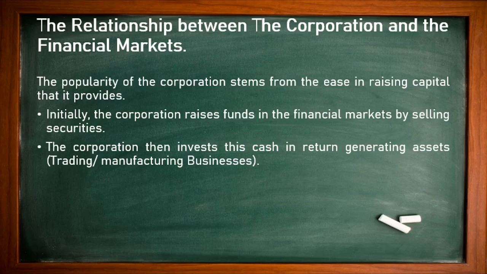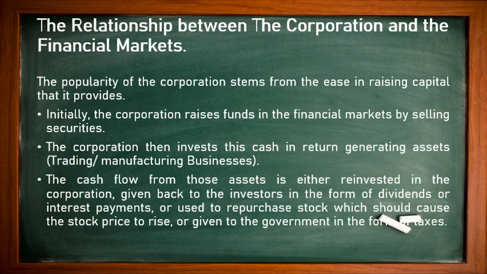Same as in manufacturing, they purchase raw material, put in their manpower input and marketing input, and create a new product, or finished goods. Then they sell that product in the market above the cost they incurred. It is also their profit, the cash return on that. The cash flow from those assets is either reinvested in the corporation, given back to the investors in the form of dividends, used to repurchase stock, which should cause the stock price to rise, or given to the government in the form of taxes.